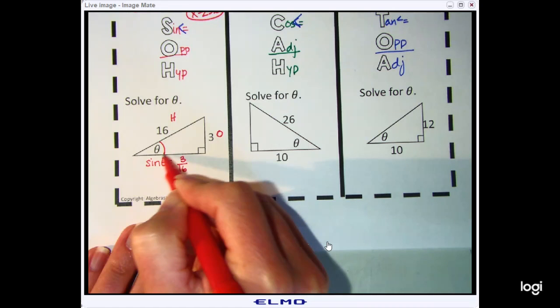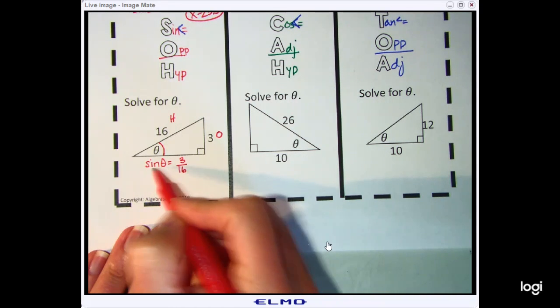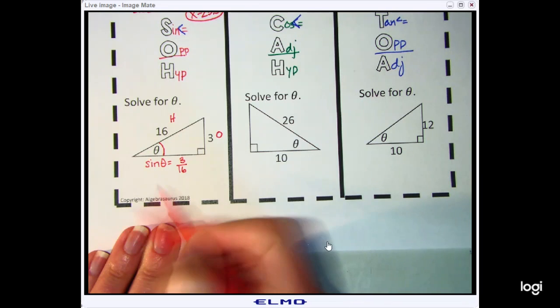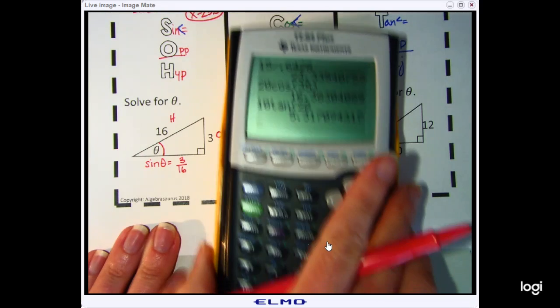Theta is what we're solving for. So I need to get rid of the sine. I need to use the inverse sine or the arc sine. And this is where you find it.